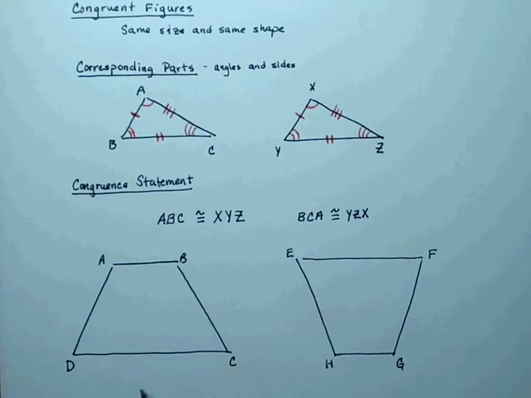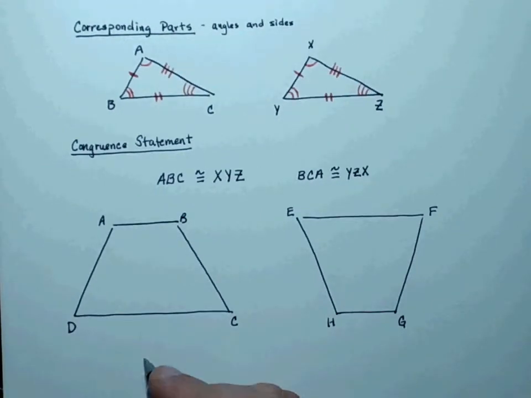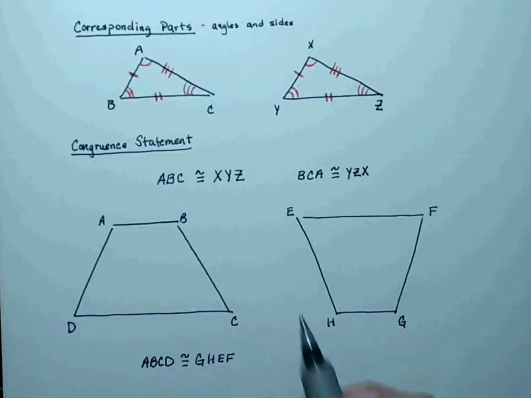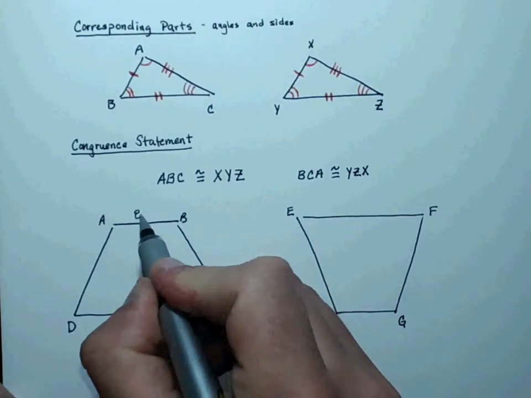Okay. And we're going to say that ABCD, this figure, is congruent to GHEF. And there's some other things that we know about this.